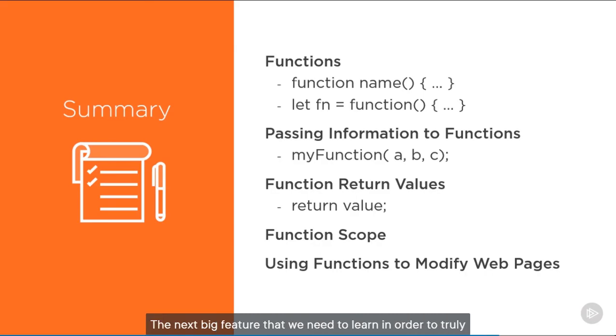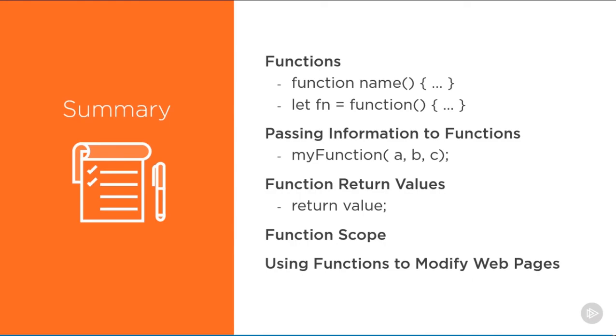The next big feature that we need to learn in order to truly modify web pages is the subject of objects. After all, a web page is one big object. And by learning about objects, we can learn to show or hide parts of the web page, respond to button clicks with events, and manipulate the page however we'd like. So the next course module will learn all about objects and the document object, which holds the web page. I'll see you there.